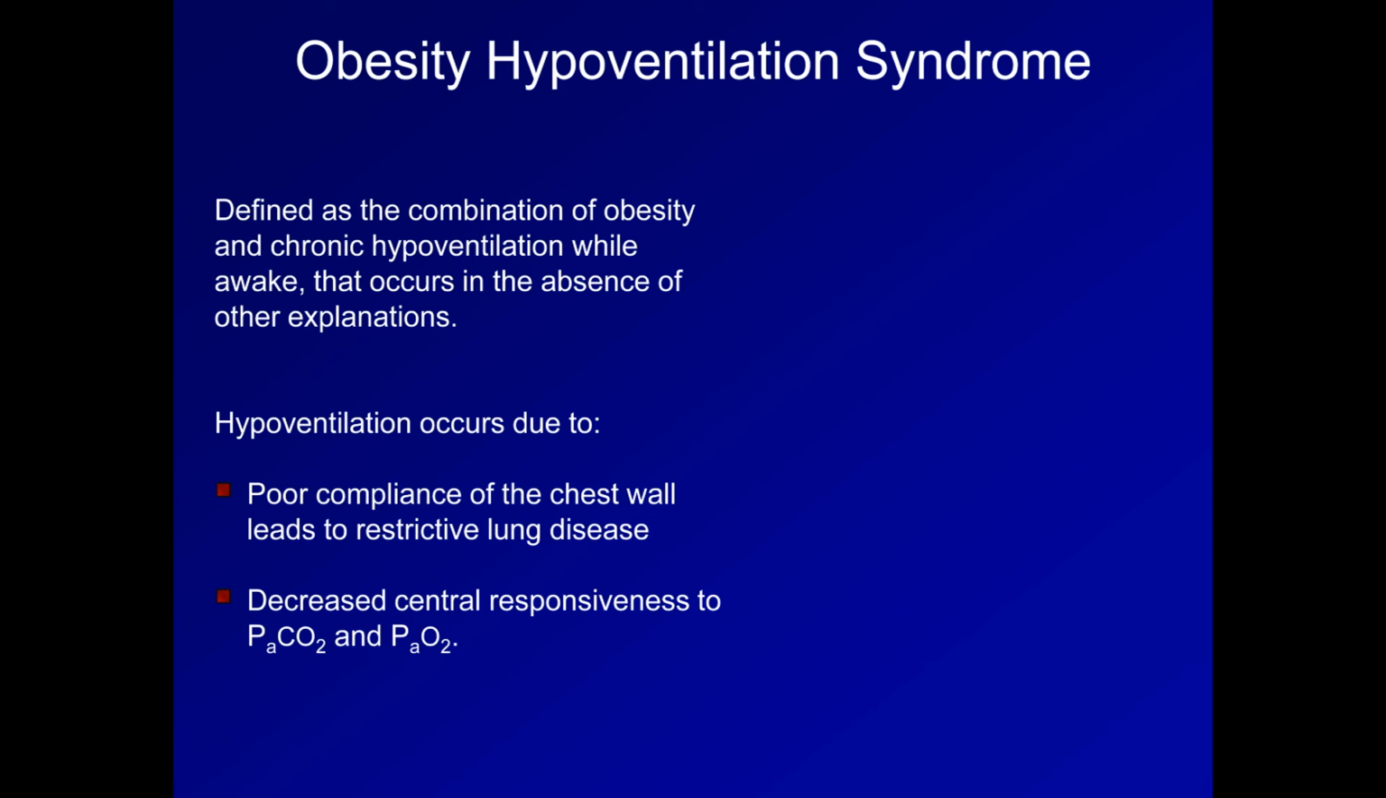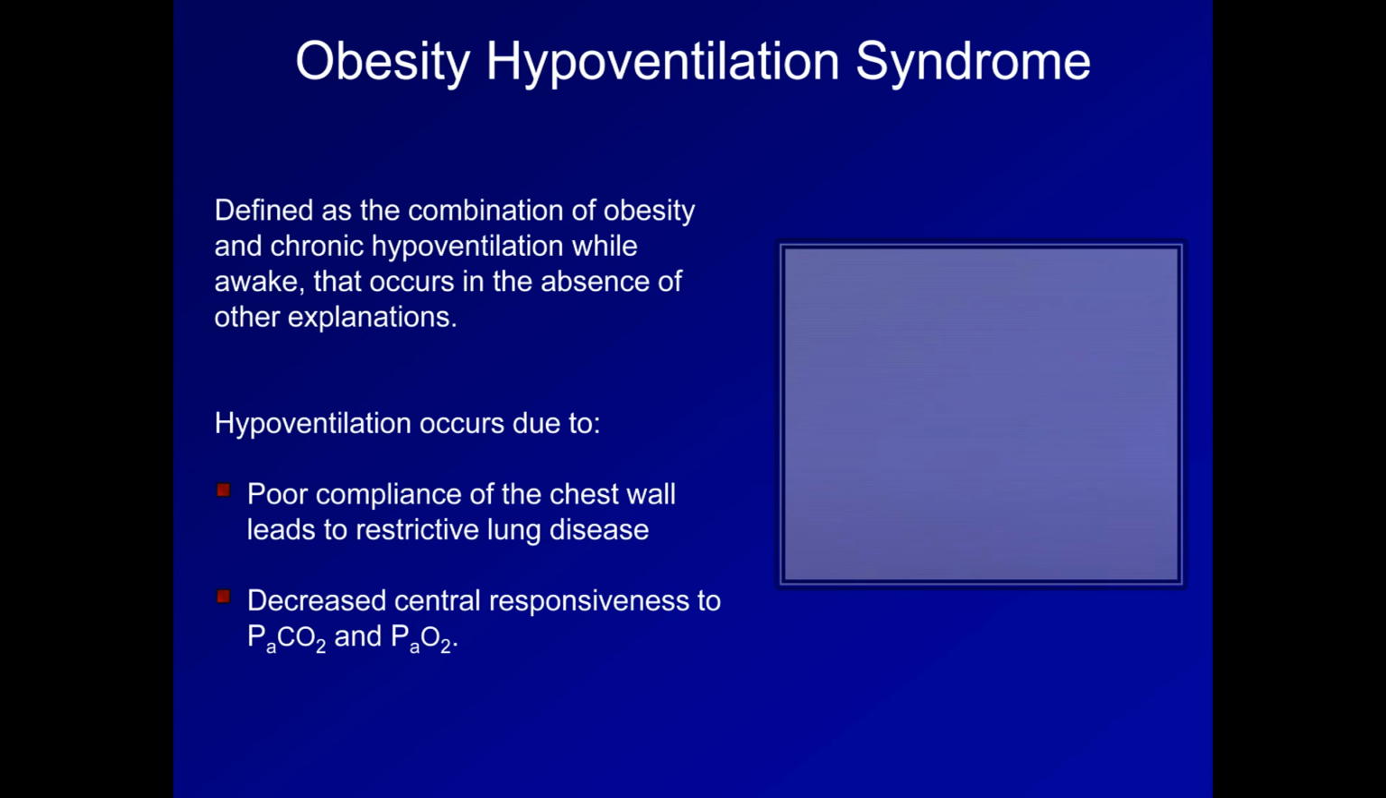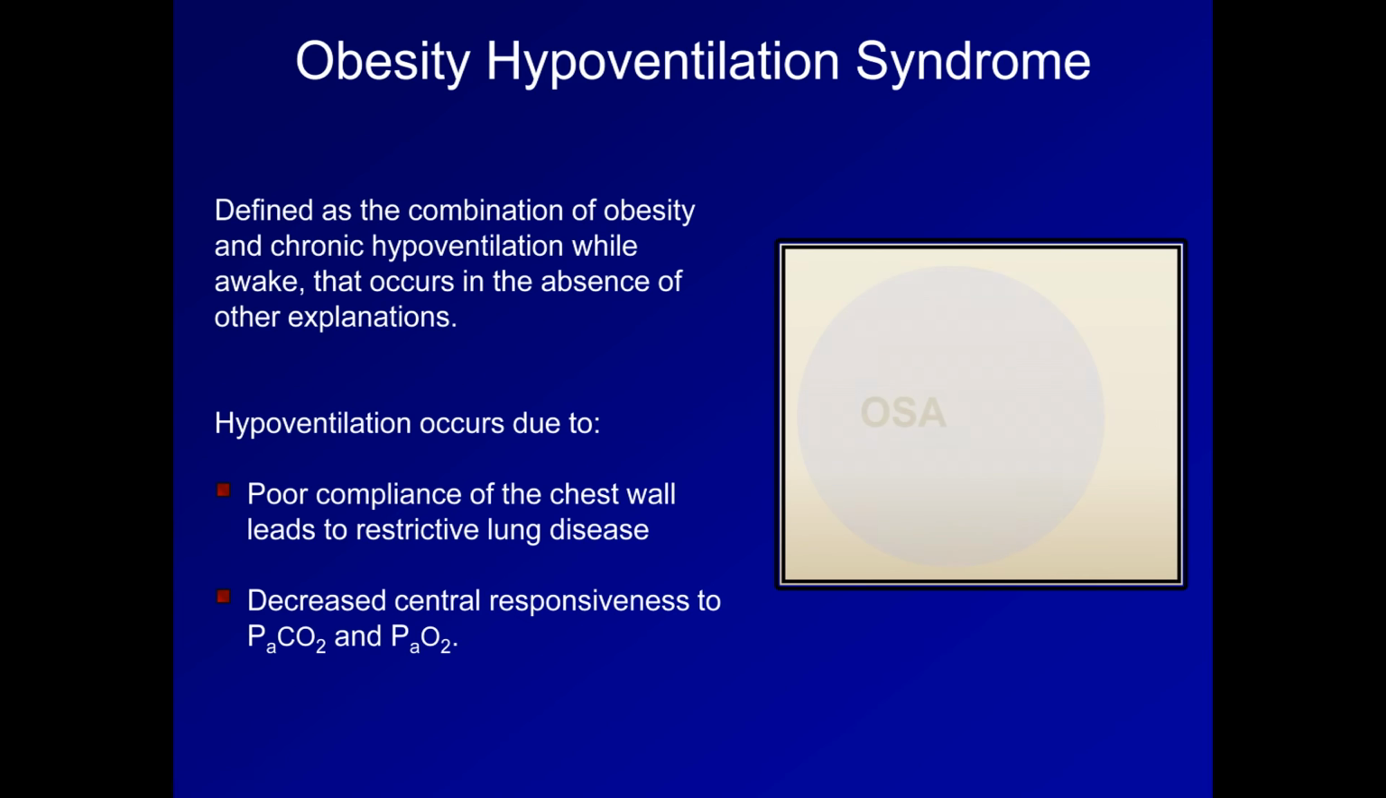Despite a frequent assumption to the contrary, obesity hypoventilation is not the same thing as obstructive sleep apnea. Obstructive sleep apnea, or OSA, is caused by physical upper airway obstruction during sleep and is characterized by normal gas exchange while awake. There is, however, substantial overlap between the two syndromes, which we can demonstrate with a simple Venn diagram. This blue circle will represent patients with OSA, and the red circle patients with OHS.